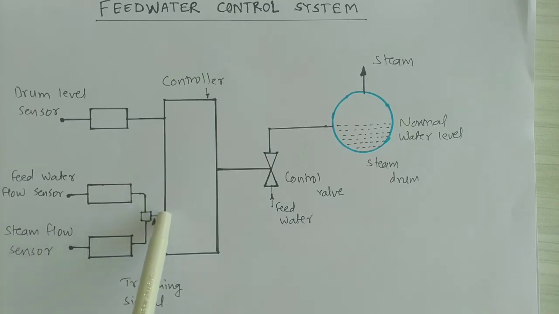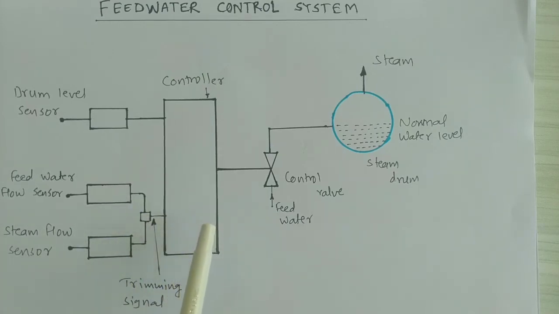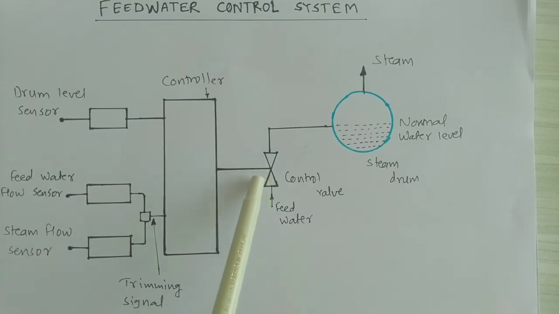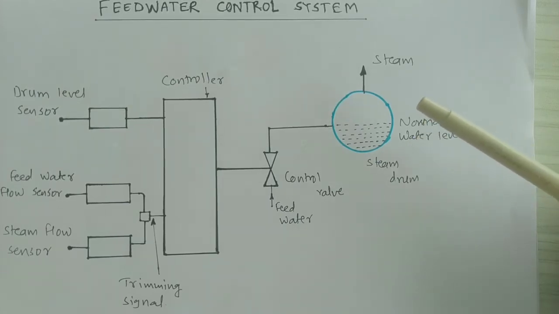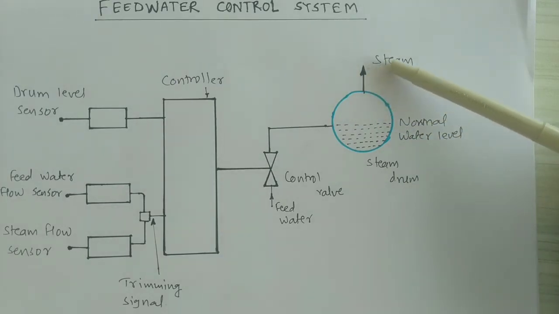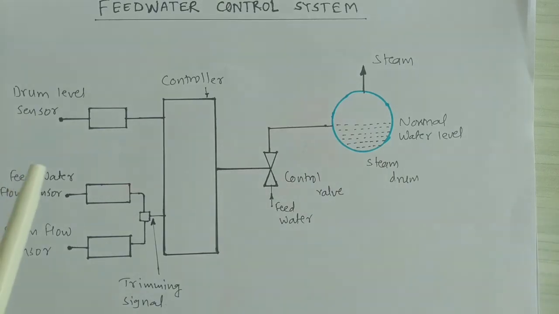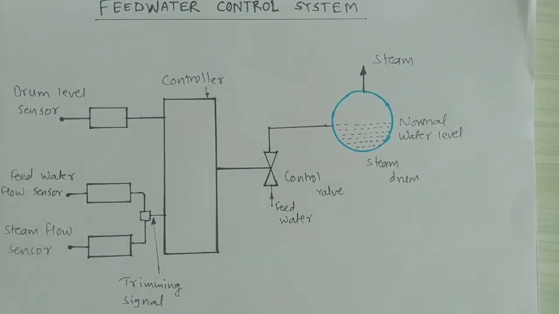It trims the signal here, again sending to the controller for actuating the signal, and then the actuating action is sent to the control valve. It is actuated and feed water starts to flow inside, and then the feed water level increases, and it also maintains the steam flow in the steam drum, and finally we get the steam which is sent to the superheater. In this way it works with the help of these three sensors: drum level sensor, feed water sensor and steam flow sensor.